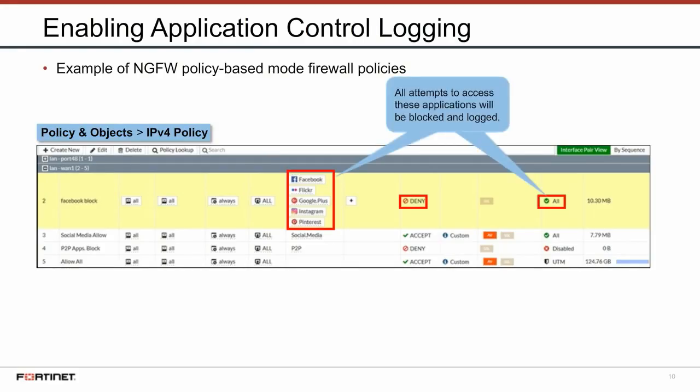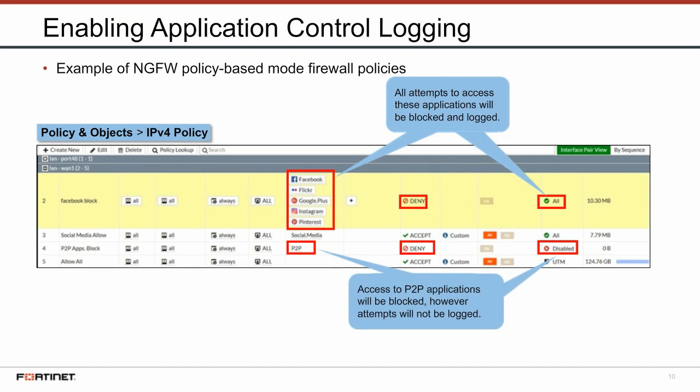Regardless of which operation mode application control is configured in, logging must be enabled on the firewall policy. When you enable the logging of security events or all sessions on a firewall policy, application control events will also be logged. You must apply application control to the firewall policy to enable application control event logging. When the deny action is selected on a firewall policy, the log violations option must be enabled to generate application control events for blocked traffic.